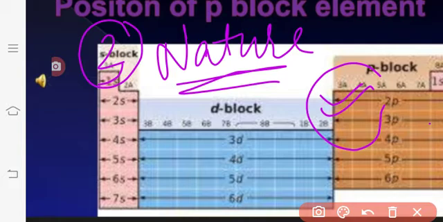Non-metallic character decreases on moving down the group. The heaviest element of each group is more metallic in nature. And metalloids are present here. These are boron, silicon, germanium, arsenic, antimony, tellurium. These are the metalloids, which show both metallic as well as non-metallic character.